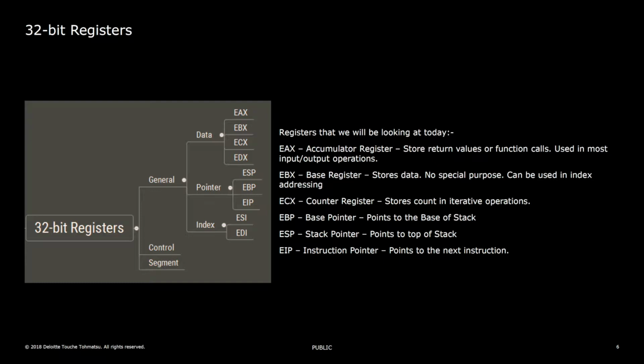EAX, EBX, ECX, and EDX are also called general purpose registers. Although there's a specific task for each register, for example the accumulator register stores return values from function calls, that's just a general nomenclature. That's what Intel wants you to adhere to in code, but you can actually use them in whatever way you feel like.